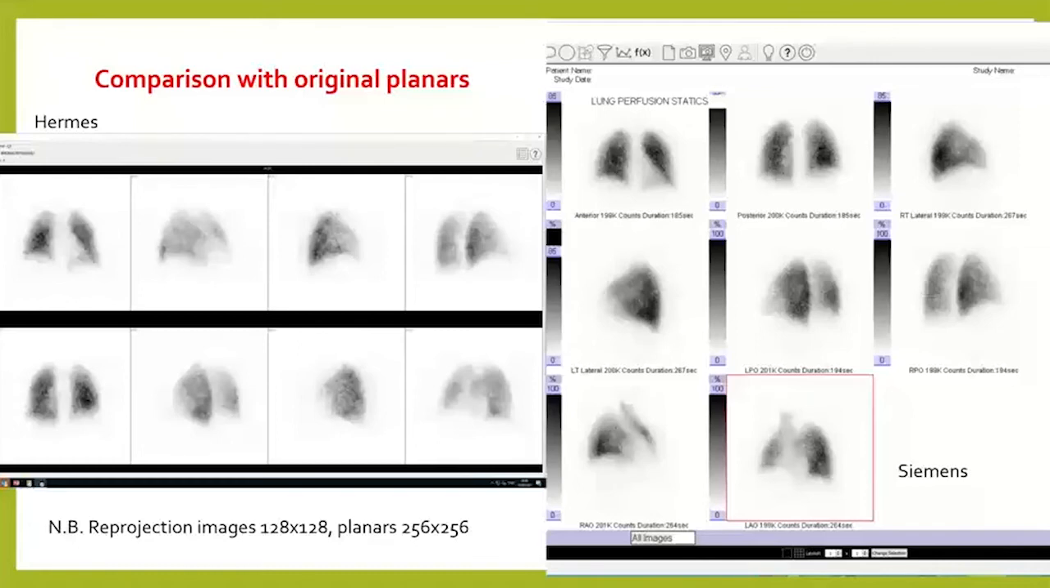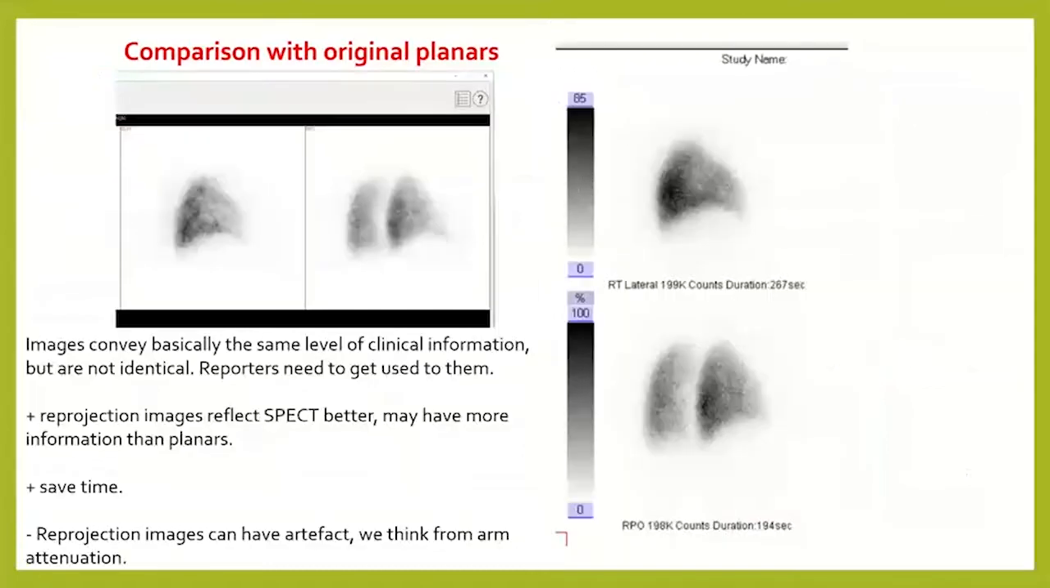Now, one immediate difference you see is that the original planars were done with a 256 by 256 matrix, so they're slightly grainier, if you like. But the reprojection images look pretty good. And looking a little bit closer at a couple of them, at the right laterals and the RPO, you can see that there's basically the same level of clinical information in the images, but they're not identical.